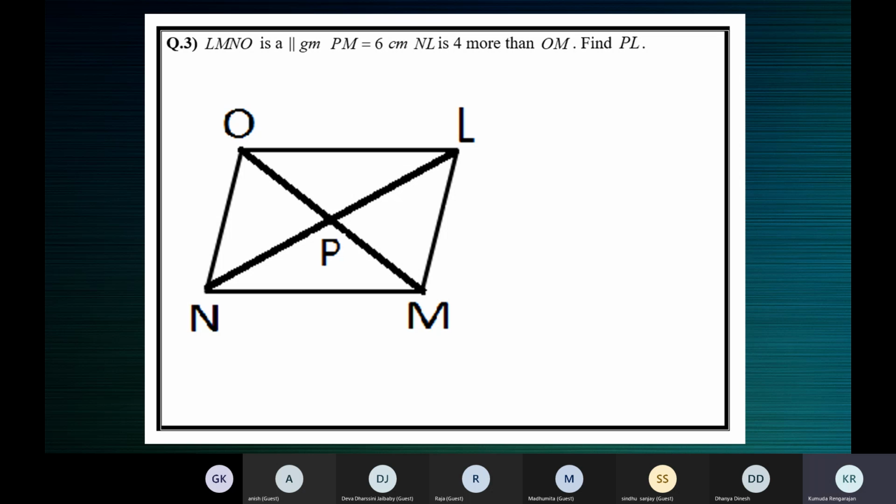Children, we'll do it again. We'll move ahead. We'll complete this answer and we'll do it again. Now tell me, is there some other information given to you? NL is 4 more than OM. How much is OM now? OM is 12 centimeters, ma'am. So 12 plus 4 is 16 centimeters, which is equal to NL. So NL is 16 centimeters. If NL is 16 centimeters, what is the length of PL? 8 centimeters, ma'am.